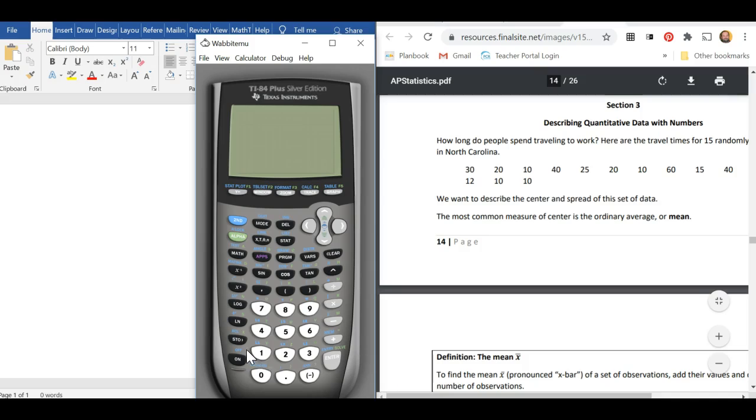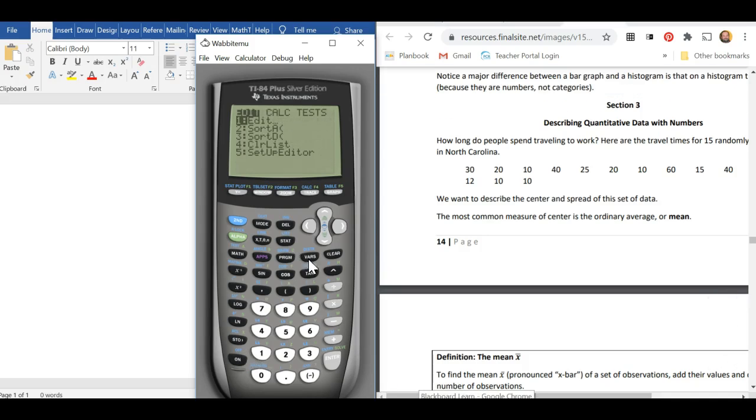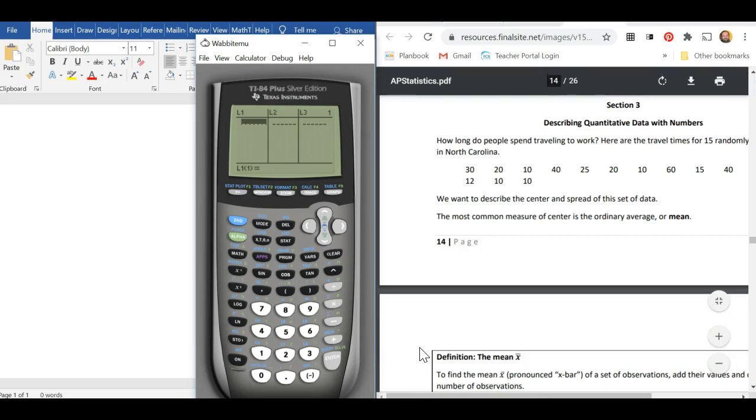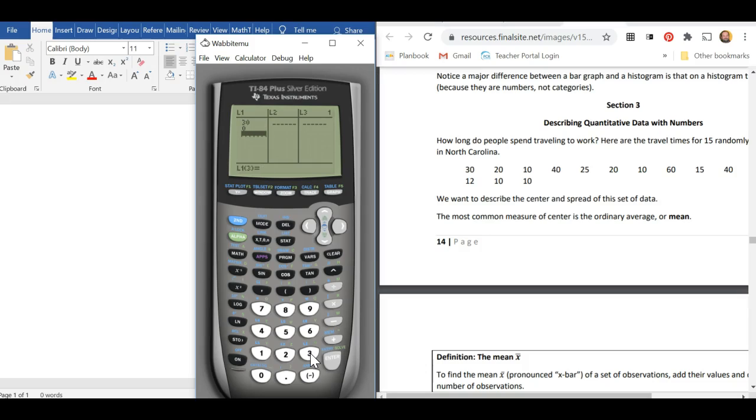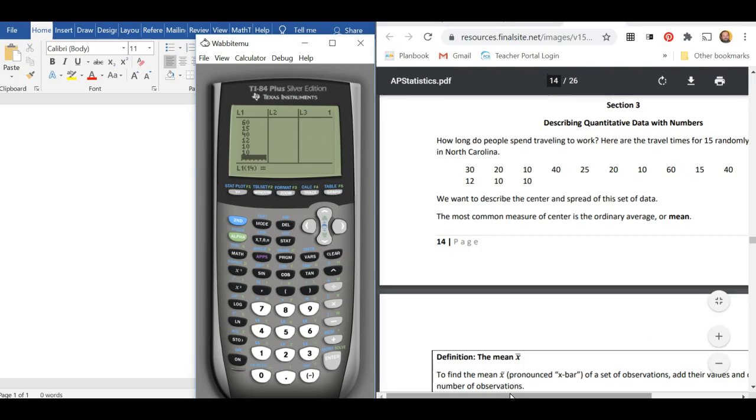So what I'm going to do is slide this over here, bring up the calculator, and enter those travel times into my list 1. So let me put in 30, 20, oops, that doesn't say 20. Let's make this one 10, and then we'll go back and fix that one. Let's make that one 20. There you go: 30, 20, 10, 40, 25, 20, 10, 60, 15, 40, 12, 10, 10, right? So these are my North Carolina times.